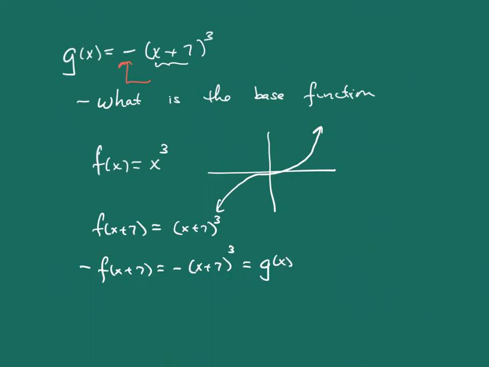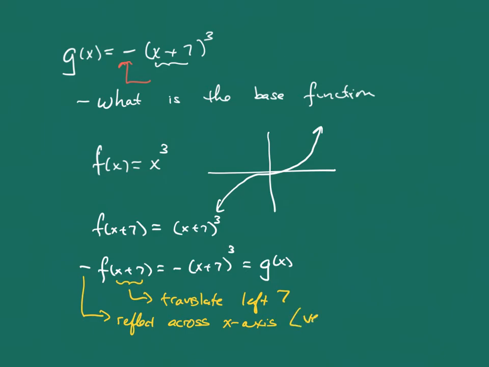What this is telling us is we've got this transformation on the inside, so that's going to be translate to the left 7. And then when I see this negative out front, it's going to be reflect across the x-axis. So we get a vertical reflection out of that.